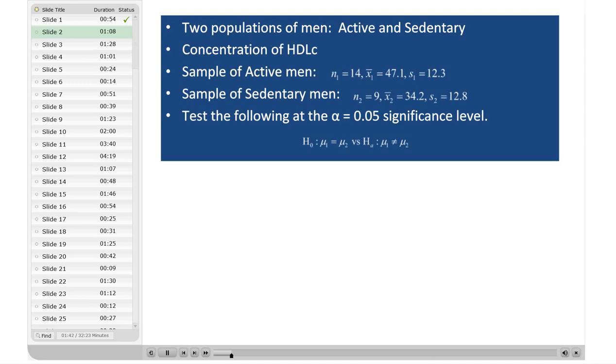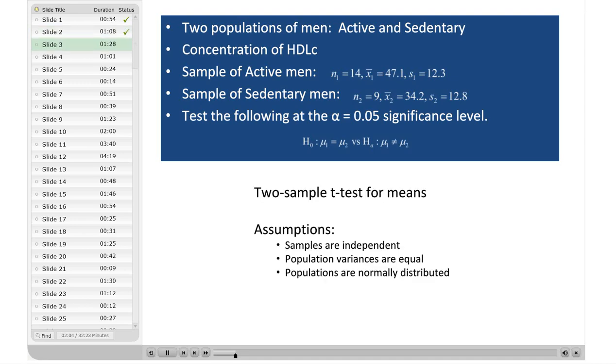It says test the following at the alpha equals 0.05 significance level, mu1 equals mu2 versus mu1 not equal to mu2. So in this problem, the null hypothesis is saying there's no difference between active and sedentary men with regards to high-density cholesterol. They're the same. The alternative hypothesis is saying there's a difference between them. So this is a hypothesis test that involves comparing two population means, and it involves two samples. So we're going to use a two-sample t-test for means.